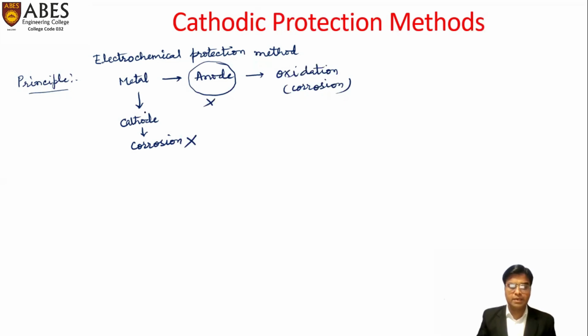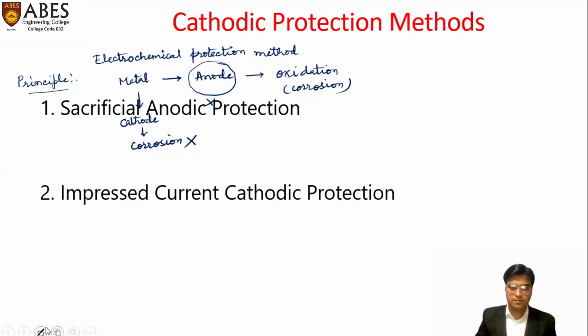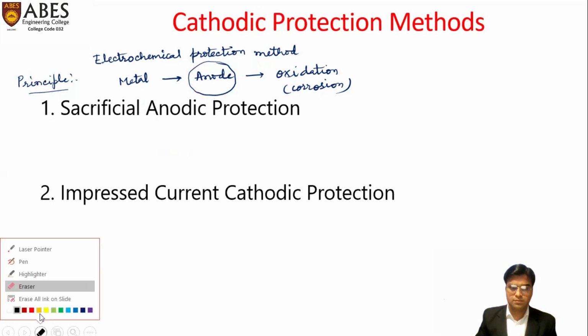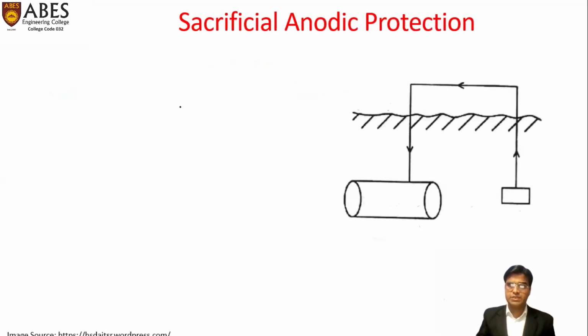It can be done by two methods. The first is sacrificial anodic protection, and the second is impressed current cathodic protection. So the first method is sacrificial anodic protection, and the second method is impressed current cathodic protection. Now we shall discuss them one by one. First, we shall discuss sacrificial anodic protection.